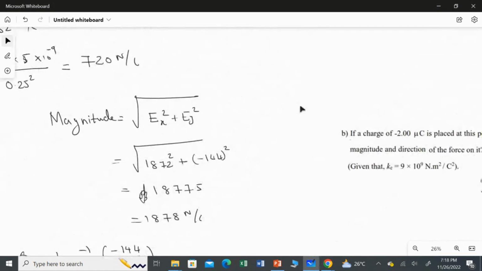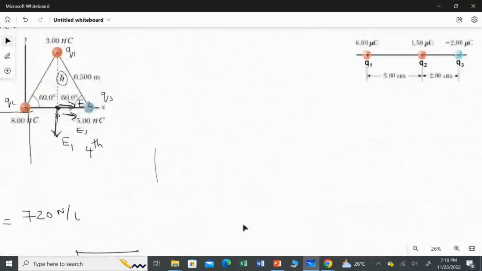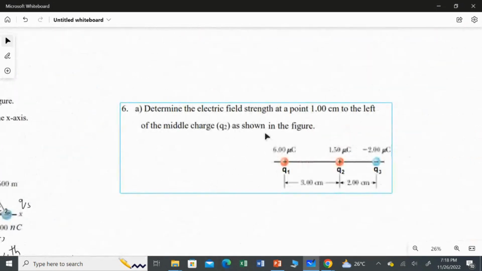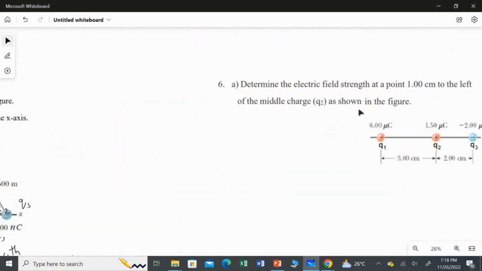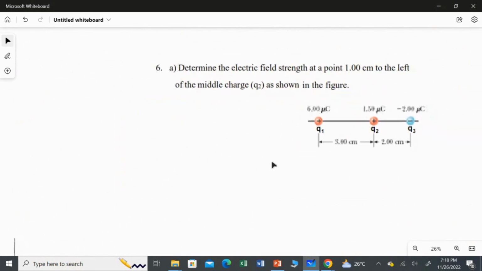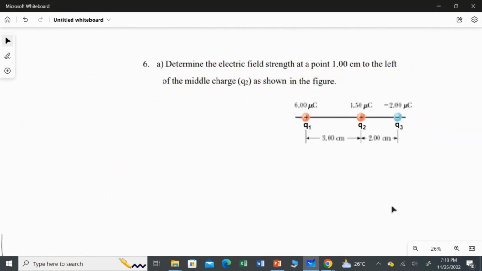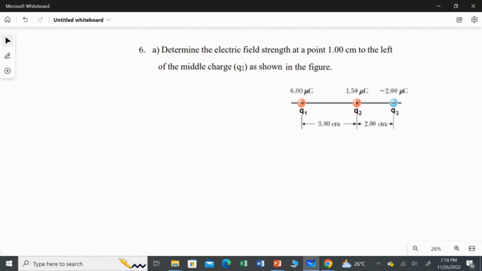Now we have to move to the sixth question. Actually, the sixth question has two subdivisions. So we just do one by one, and I think we have only 9 questions in this tutorial. I think this is our sixth question. Okay, read the question.